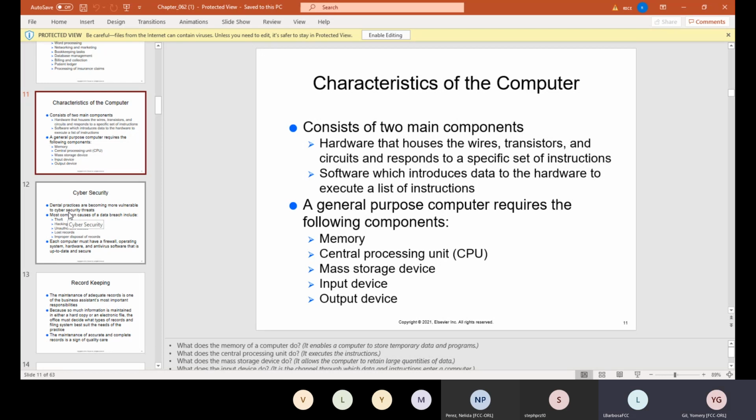Okay, so characteristics of the computer. The computer consists of two main components: hardware that houses the wires, transistors, and circuits in response to a specific set of instructions, and then there's the software, which introduces the data to the hardware to execute a list of instructions. So software is basically the programs that the computer has. A general purpose computer requires the following components: memory, a central processing unit, which is also known as a CPU, a mass storage device, input device, and output device.